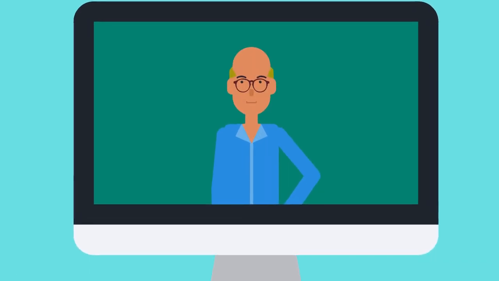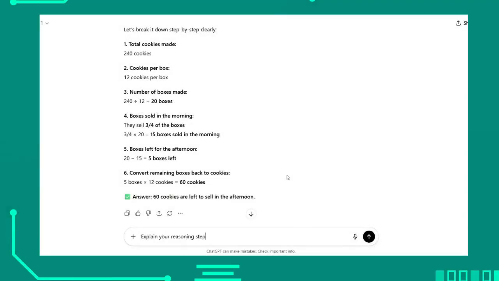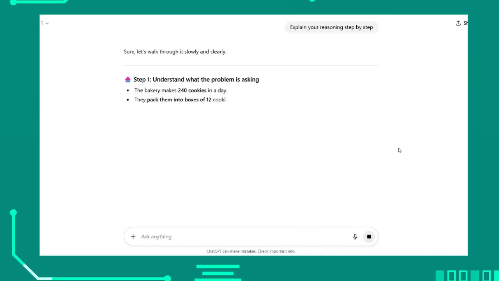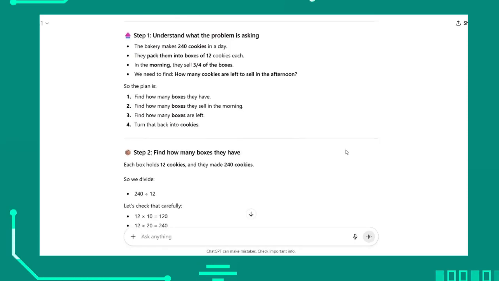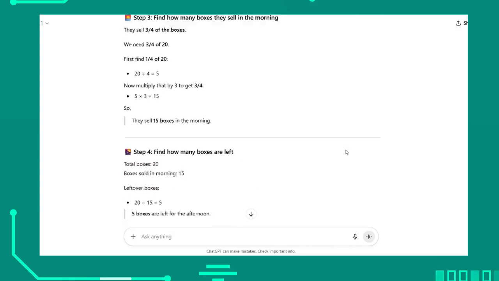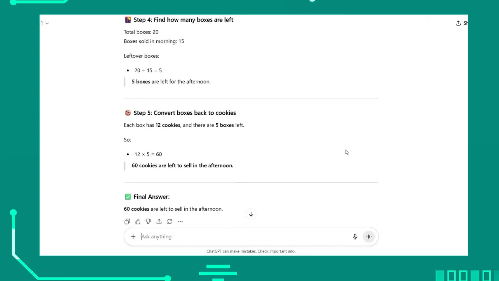Now, let's try this again with Chain of Thought Prompting. I gave ChatGPT the same word problem, but this time I added, "Explain your reasoning step by step." As you can see, instead of just providing an answer, ChatGPT lists each step it took to arrive at that conclusion. This approach makes it much easier for us to understand how to solve the problem and to verify that the AI's reasoning is correct.